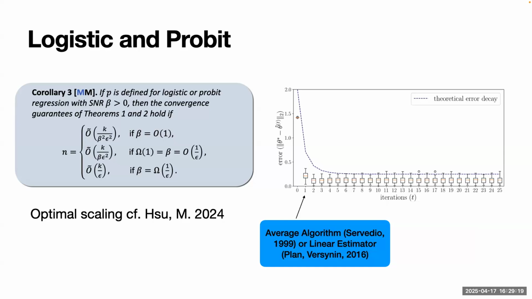And one iteration of this is basically one step of gradient descent. You look at all the samples that are a mismatch and you add them up. All the corresponding covariates, you just take the average of that, right? So that's called the average algorithm due to ReLU. It's also called the linear estimator by Plan and Vershynin in 2016.